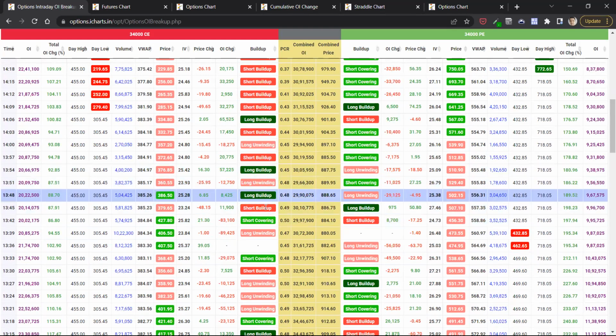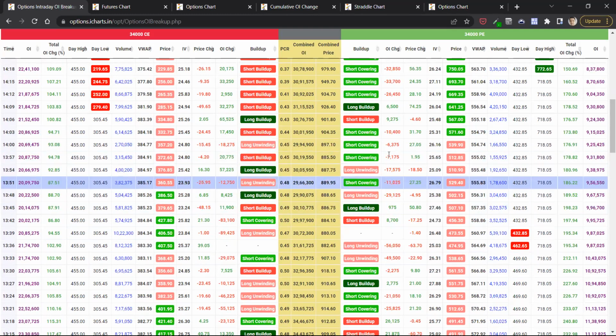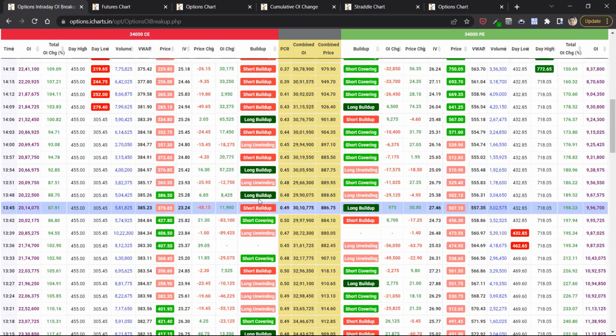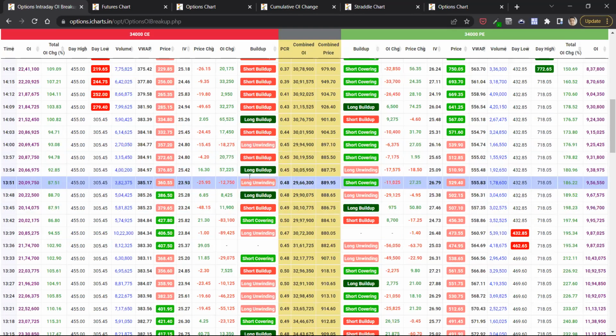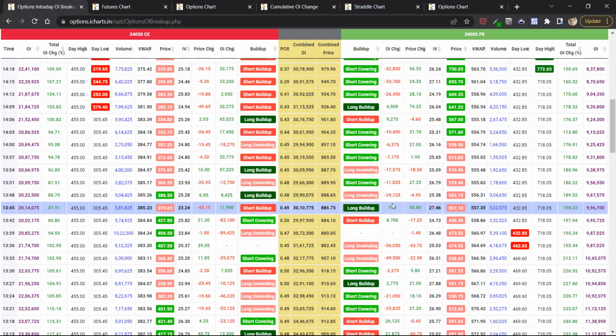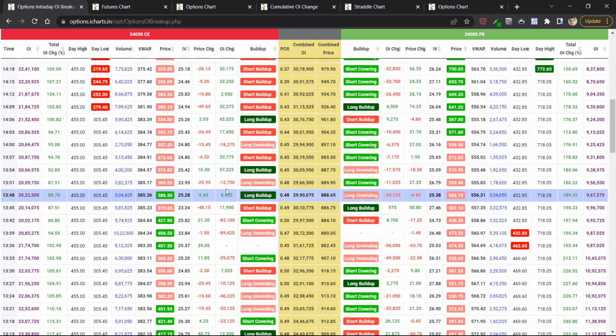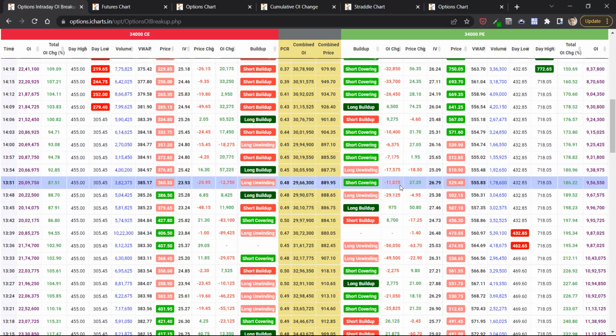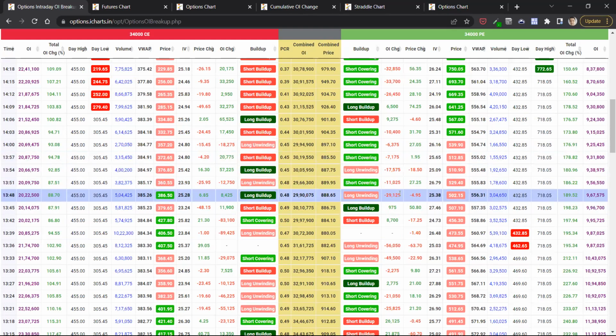From 13:45, 13:50 onwards, things really changed, because big panic happened consistently over here, and then a lot of writing happened here. This was confusing, long buildup. I used this for actual long trades, but you would not have got signals on the chart. But over here, focus on what is happening with the OI changes on this side and this side. This side unwinding is clear panic, and this side buildup is probably shorting to counter this.